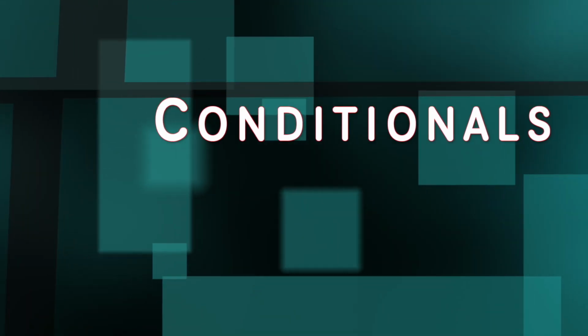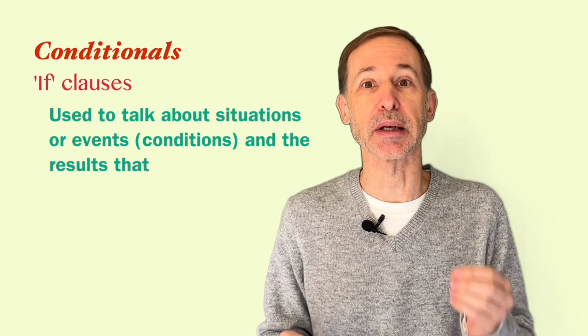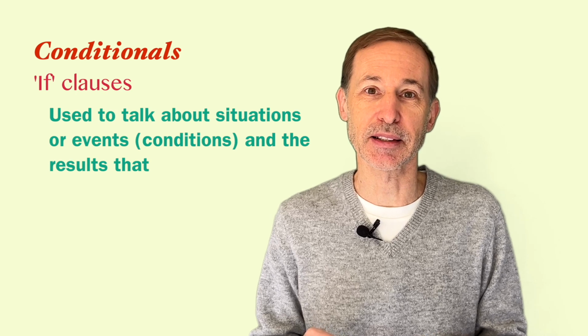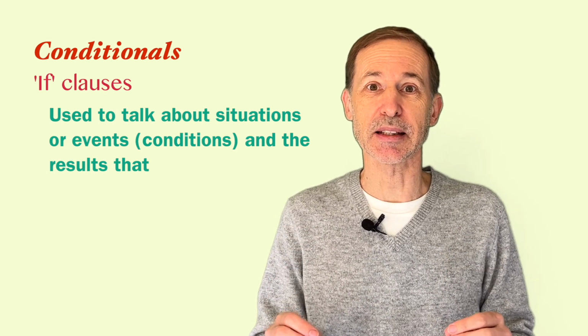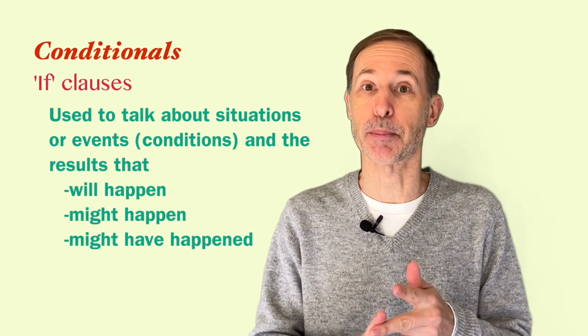In this video, we'll look at conditionals. So there are the four main conditionals, the zero, first, second, and third conditionals. But there is actually another one, which I will talk about later in the video. Conditionals, or if clauses, are used to talk about situations or events, or conditions, and the results of these that will happen, might happen, or might have happened.